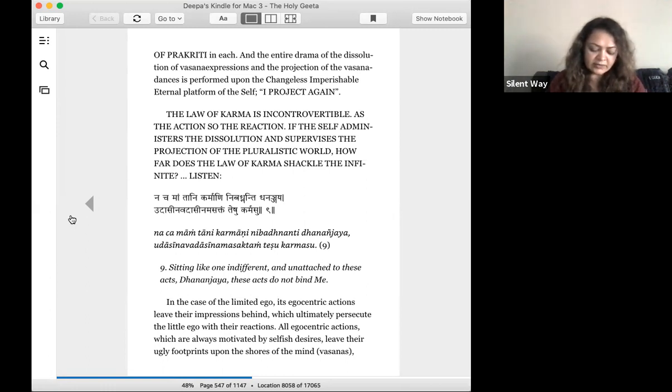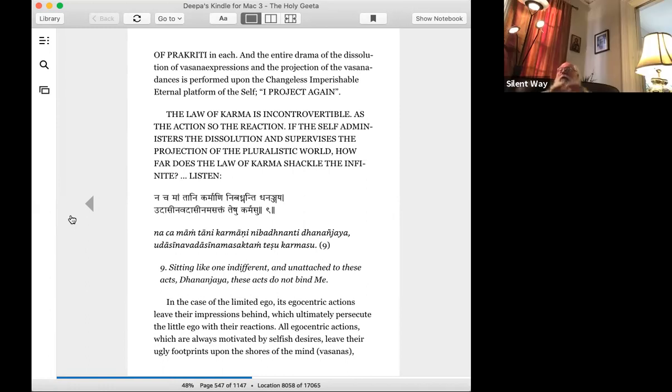Sitting like one indifferent and unattached to these acts, Dhananjaya, these acts do not bind me. So, even though the Lord sends forth creation over and over again with good people and bad people, spinning galaxies and black holes that are sucking it all up.